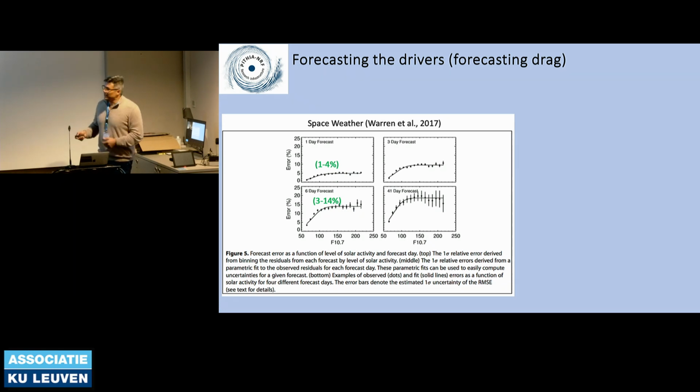very average kind of errors, but for a one-day forecast, 1 to 4% typical error in F10.7. If you go to 6-day, it already goes up to 3 to 14%. You see, of course, this forecasting performance is a function of solar activity. The higher the activity, the worse it gets. At solar cycle maximum, we have the worst prediction simply because the dynamic range of our forecasting has become so much bigger. 41-day forecast, well, you see already how big this becomes.